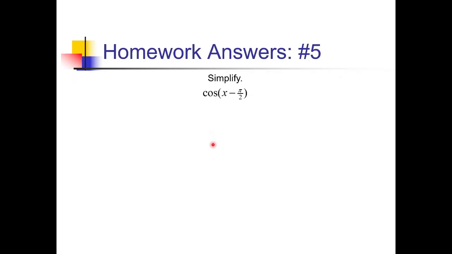For this problem, we're trying to simplify the expression cosine of x minus pi over 2. The most straightforward way to do this is to use an angle difference identity for cosine. That would be cosine of a cosine of b plus sine of a sine of b for this one. So cosine of x times cosine of pi over 2 plus sine of x sine of pi over 2.